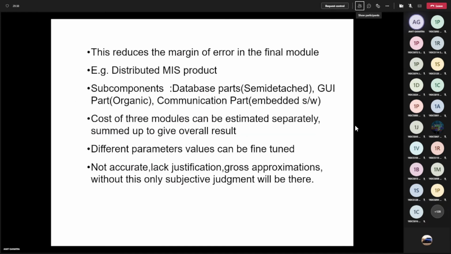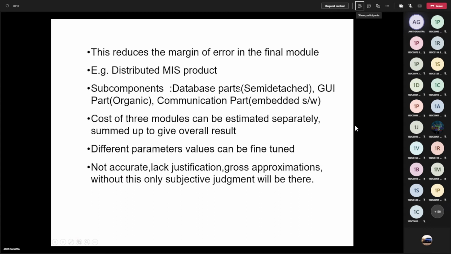So let us see an example of our own system, a distributed MIS product or ERP product. Here this will give you a more accurate result, and it reduces the margin of error in your final model. So we have a database, which is a backend. We consider it more related to hardware, in between hardware. So it's semi-detached. Your front end is data processing, so you can consider it organic, and your communication part, which is happening across all the faculties, is embedded software. So now you see that in a single application, we have all three categories.